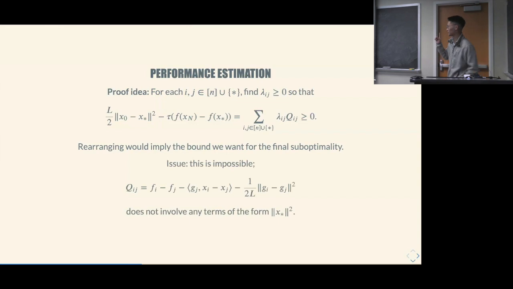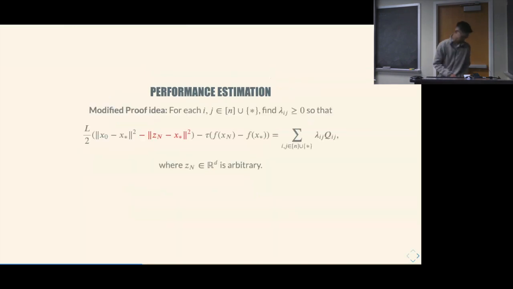One issue with this overall strategy is that this is actually impossible. You cannot literally do this. And it's for kind of a silly reason, but it turns out to be important, which is that the norm of x star squared does not appear anywhere in this expression. So you actually cannot literally write this thing as equal to this non-negative combination for this trivial reason. But there is a way you can fix that.